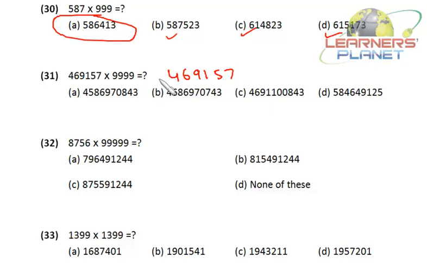9999 can be written as 10,000 minus 1. So it's this 469157. Now we can calculate the unit digits, and whatever the correct answer is, that we will get. So it's 0 minus 7, I cannot do it, it will be minus 7, so it's 10 minus 7, that is 3. So I am having 3 at 3 options.